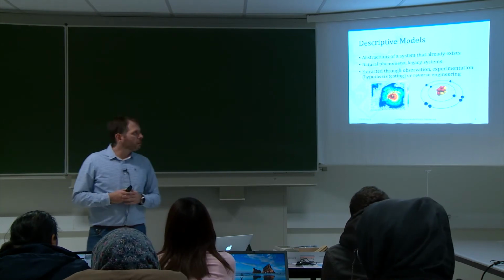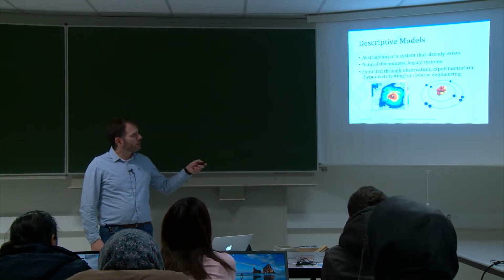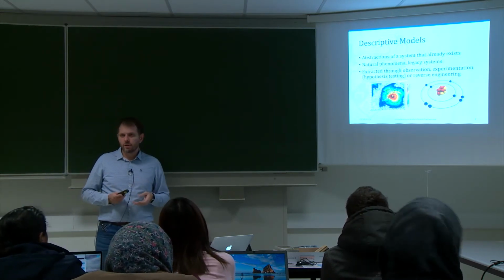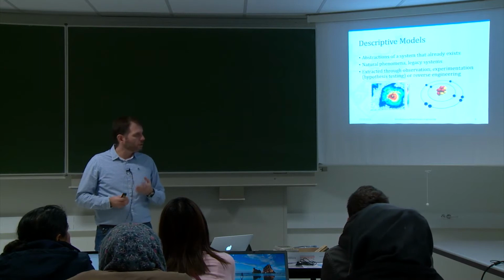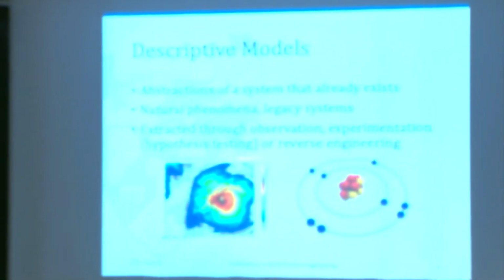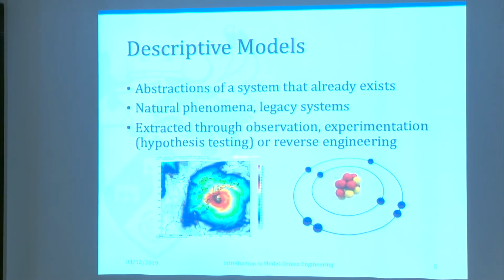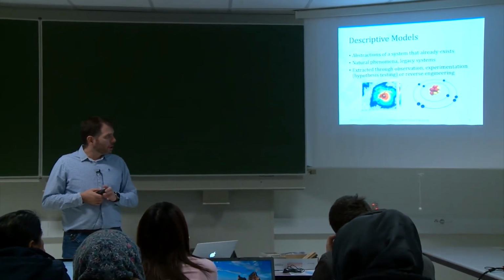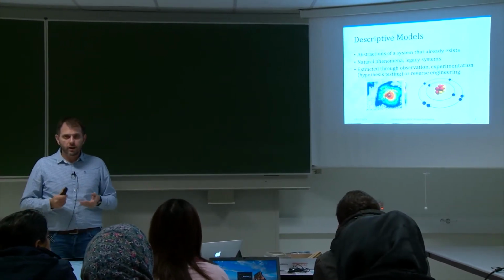So we distinguish between two types of models, descriptive models and prescriptive models. Descriptive models are abstractions of a system that already exists. And this can be a natural system, or this can be, for example, a legacy software system. The way we extract descriptive models is through observation, by running experiments and trying to generalize behavior from what we see. Or through reverse engineering, where we get some sort of machinery to actually inspect the thing in close detail and extract a representation. And as I said, models are not entirely accurate, and this is intentional, but they are useful.